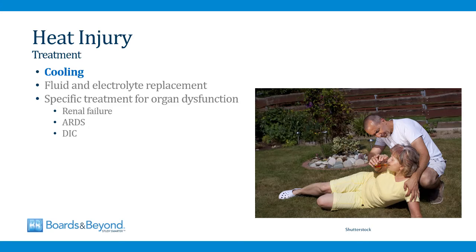The treatment of all forms of heat injury, including heat stroke, involves cooling, and we'll talk in a minute about special cooling techniques used in the setting of very high body temperatures like over 104 degrees. Patients also need fluid and electrolyte replacement, and then they can need specific treatment for whatever organs have been involved in the heat injury. This could mean treatment for renal failure, ARDS, DIC, or what have you.